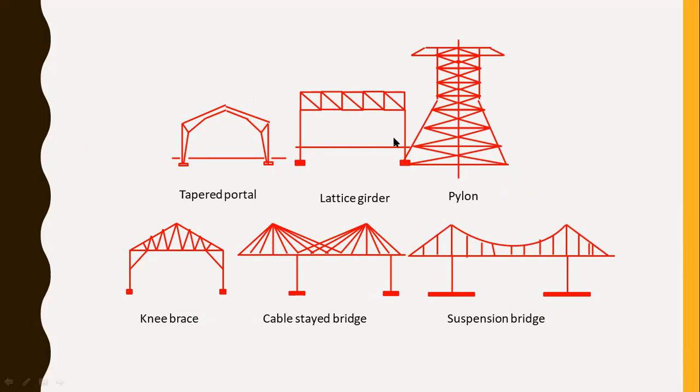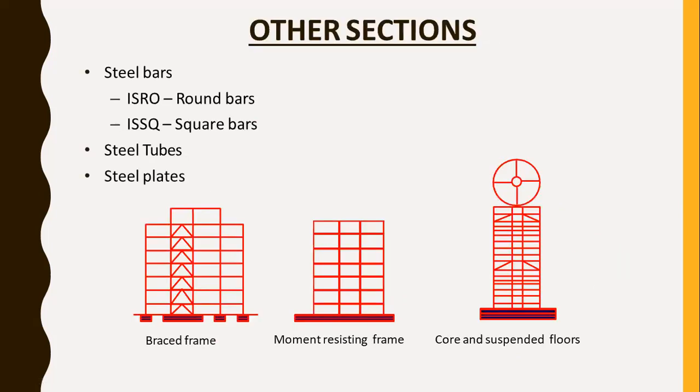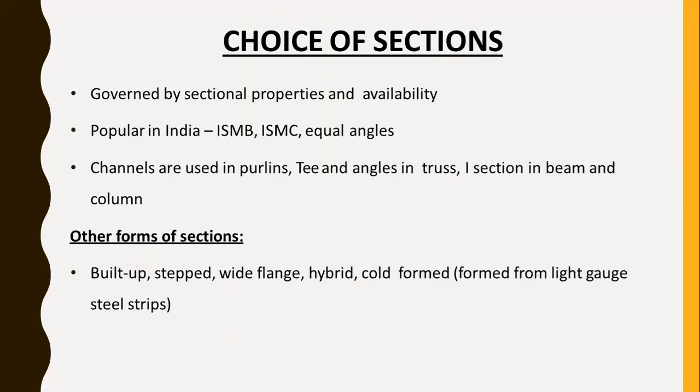Next structure is a tapered portal. Next is a lattice girder. Next are pylon, knee brace, cable stayed building, sorry, cable stayed bridge, and the last one is a suspension bridge, right? So in all these types of structures, these different types of channel sections, I sections, C sections, angle sections, round bars, square bars, steel tubes and steel plates are all used.